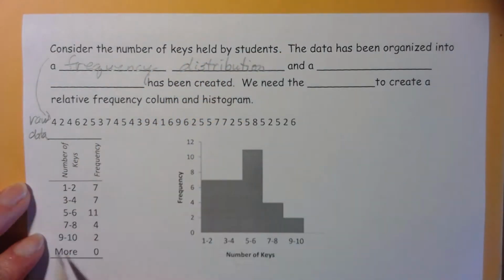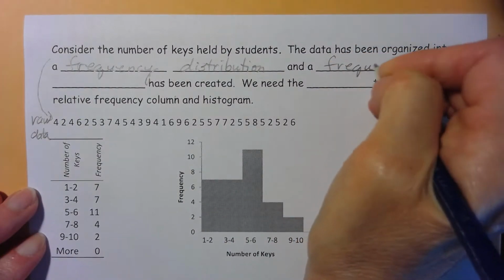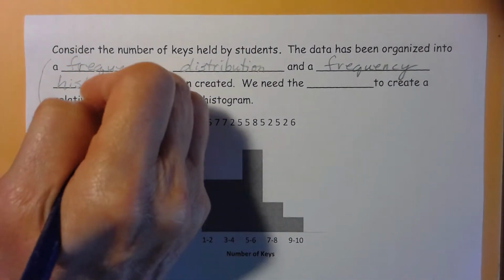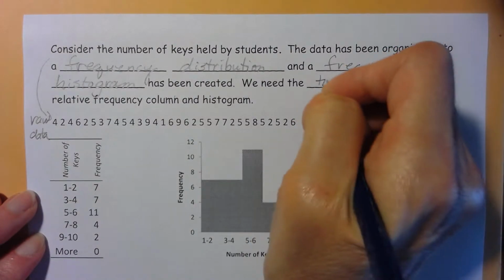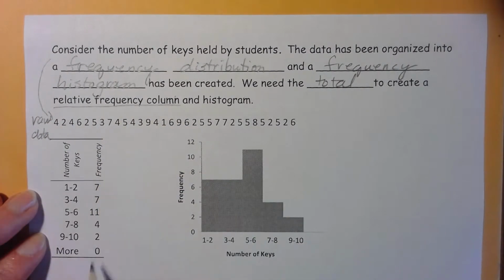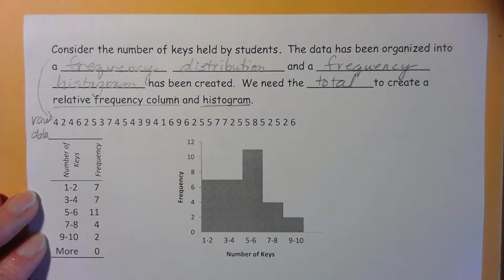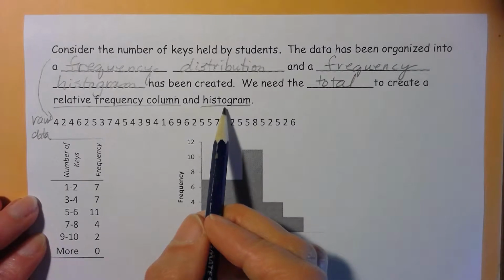That's what this is right here, our frequency distribution and a frequency histogram. And that's what we did last time with our IQ score. So that part has been done for us. We need the total, basically, in order to create a relative frequency column in our distribution, as well as a relative frequency histogram. So that's our goal here, to create the relative frequency column as well as the relative frequency histogram.